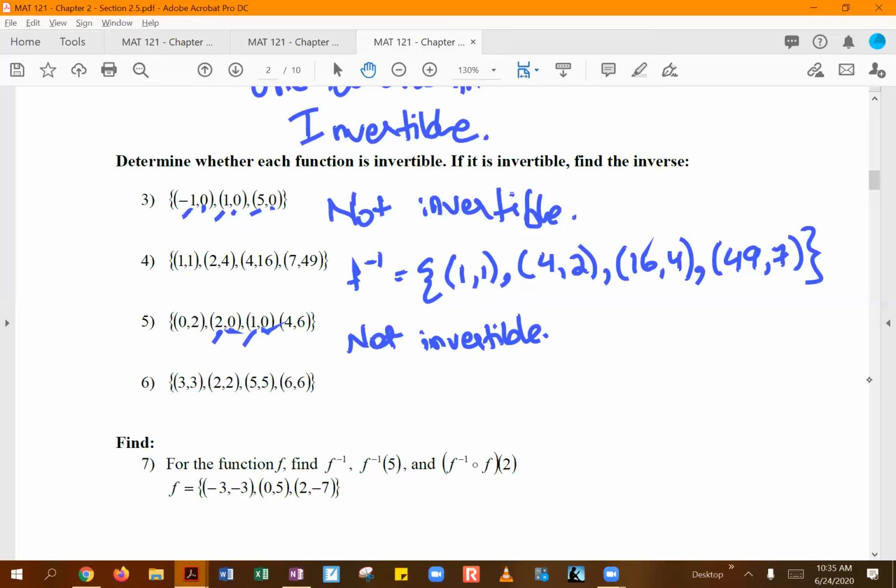What about number 6? Yes, it is invertible. Because obviously your y values are not repeating. All of them are different. You've got 3, 2, 5, and 6 for the y values. So it is invertible. And what's your inverse going to be?